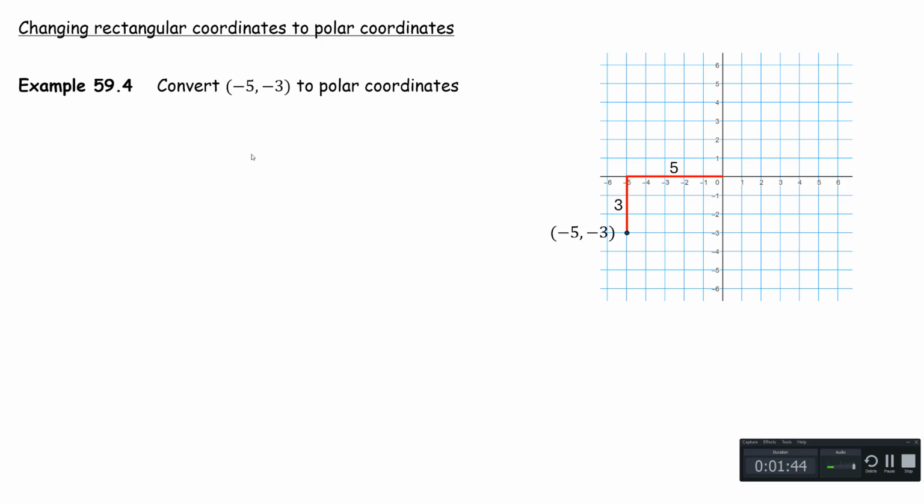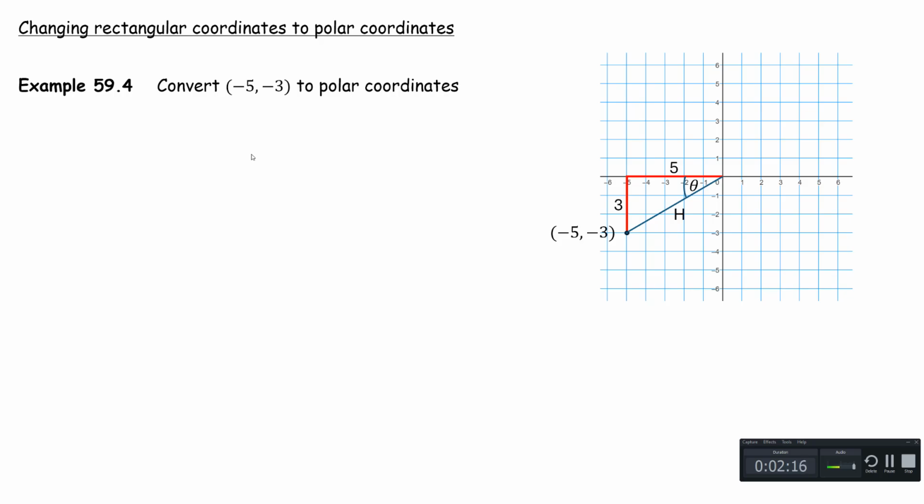We want to find the polar coordinates for that point, and the polar coordinates would tell us how far out from the origin you would go to get to that point. That would be the radius or the hypotenuse of the triangle. And then we want to know the angle that you would have to rotate to get to that radius, starting from 0 and going all the way around to that radius.